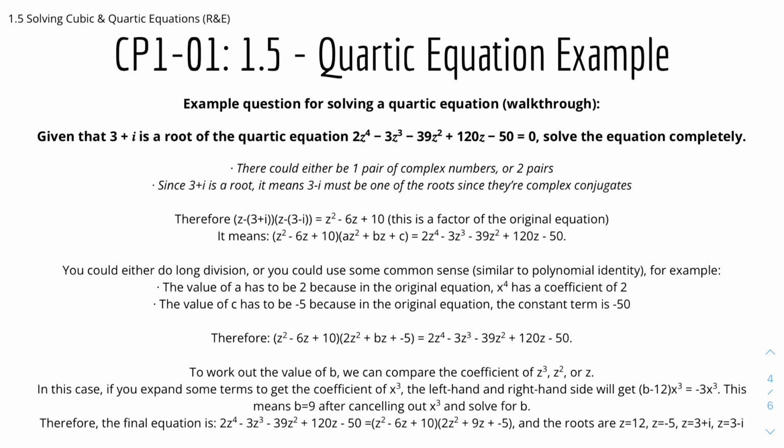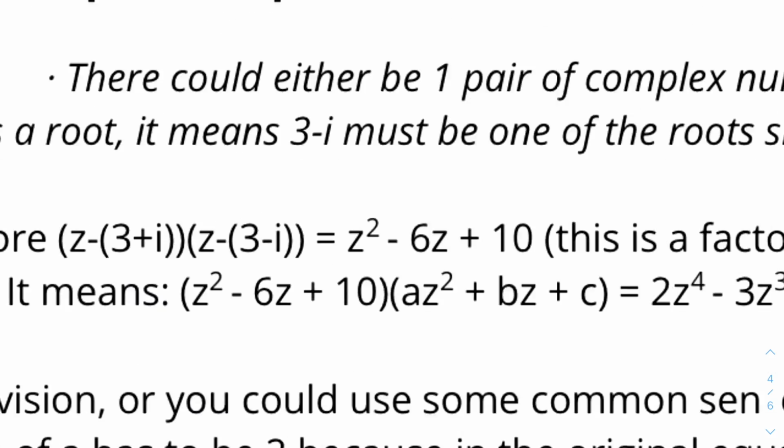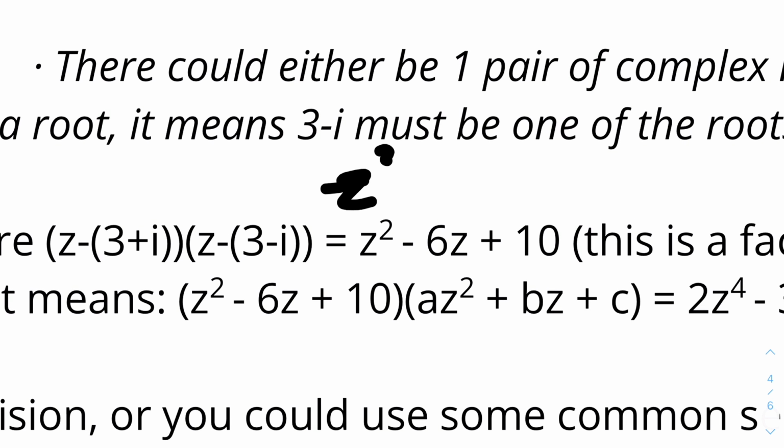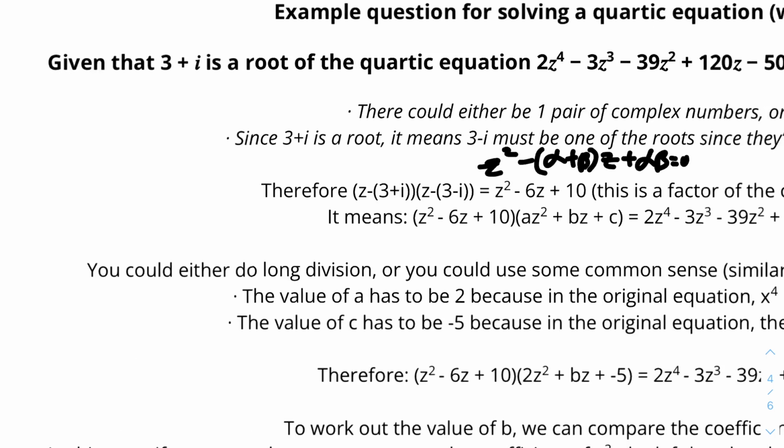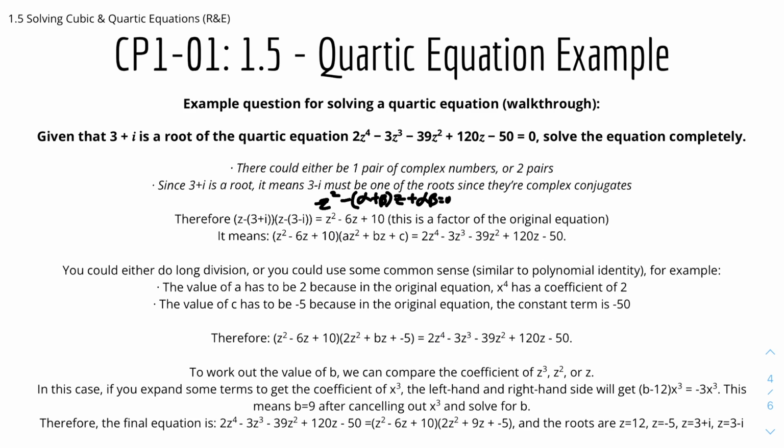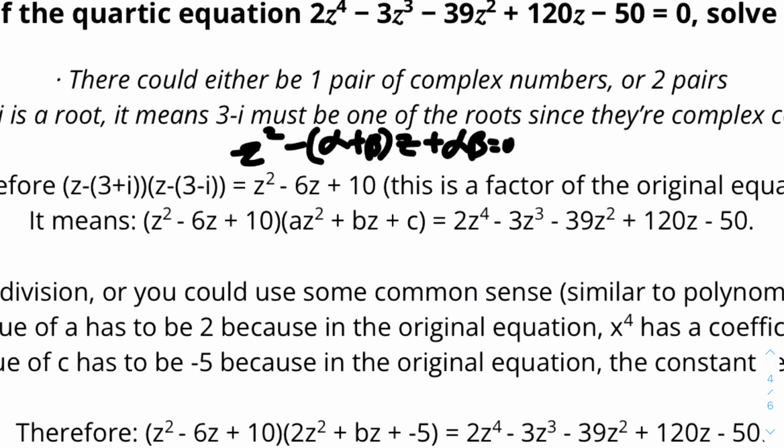So what you can do first is find the quadratic equation with roots 3 plus i and 3 minus i. You could use this method to find the quadratic equation, or you can just use the method I used in the past few videos, where it's z squared minus (alpha plus beta)z plus alpha beta equals 0. You can use either method. However, if you expand the bracket, it will be z squared minus 6z plus 10.